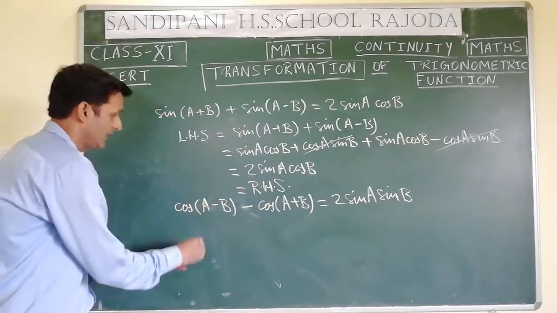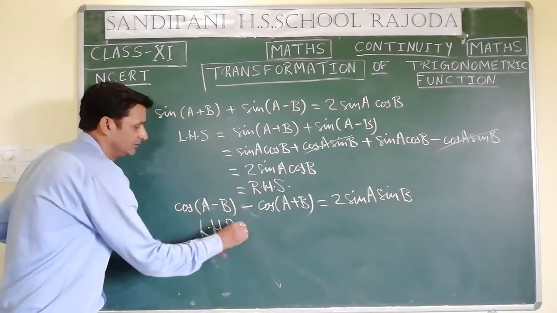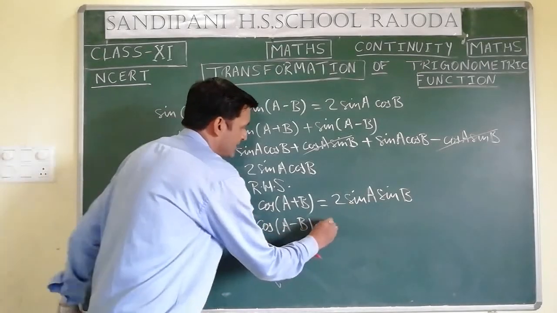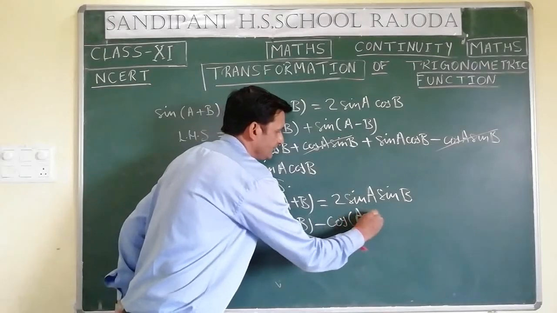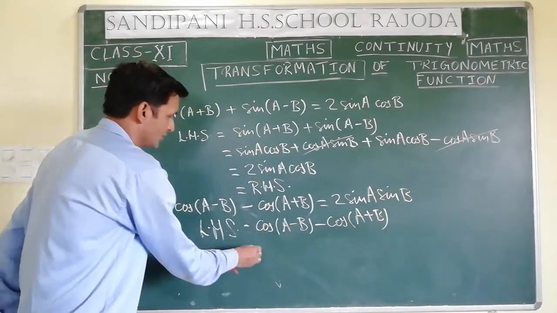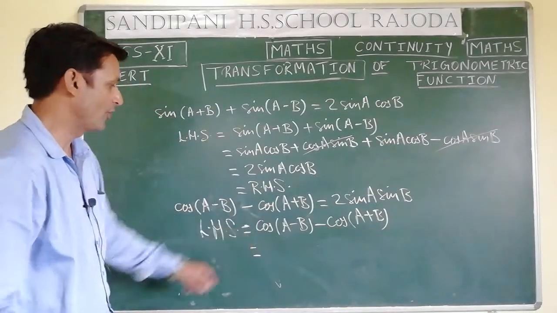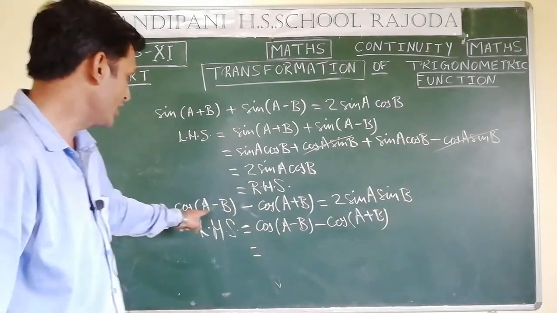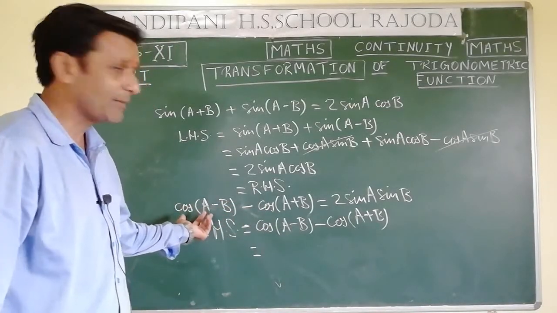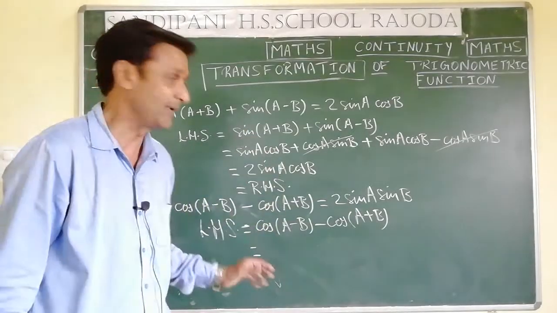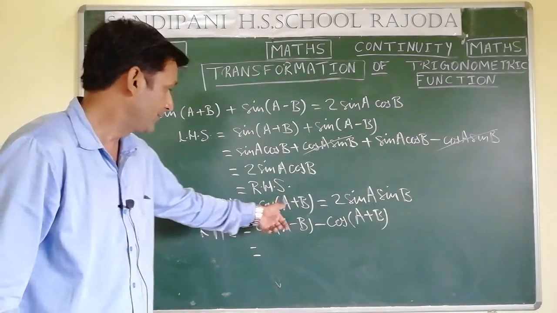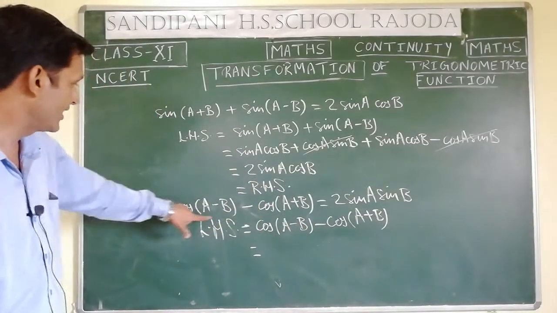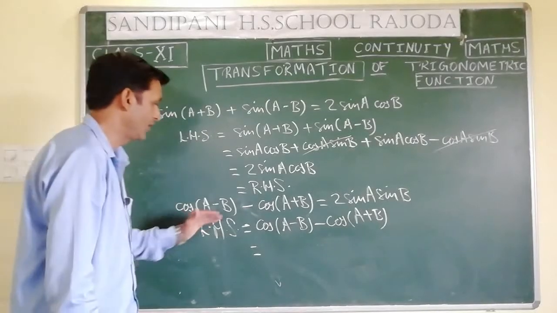So let us take the LHS of this part, cos(A-B) minus cos(A+B). It will be equal to the formula for cos(A-B). Why have I taken cos(A-B) in front? The reason is this: in the A-B formula, both cos A cos B and sin A sin B are positive, but in the A+B formula sin A sin B is negative. So that's why I have assigned it as the starting term.